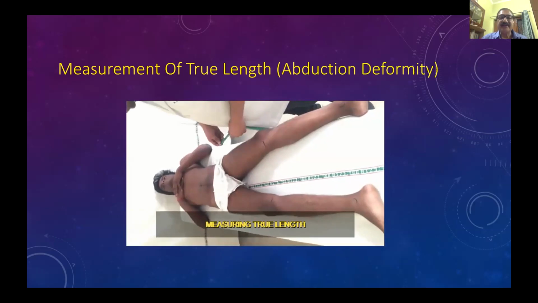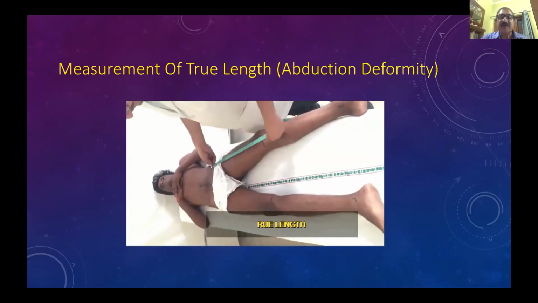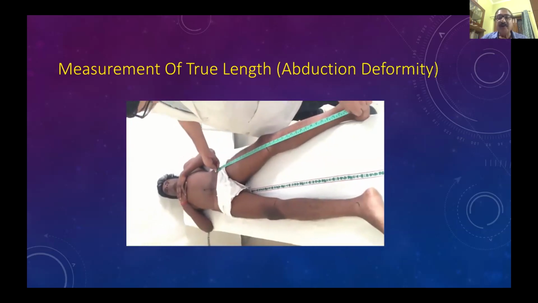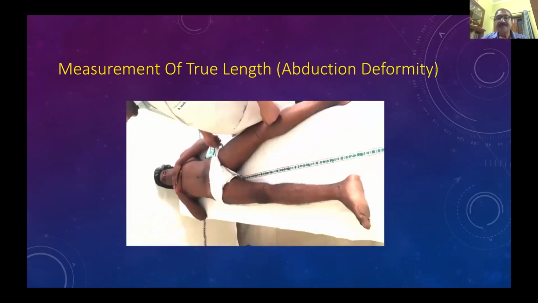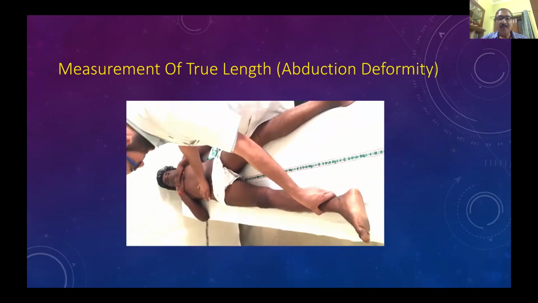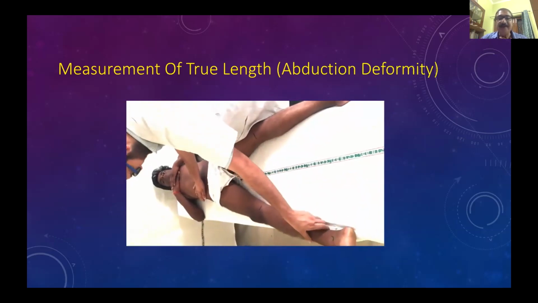And the length is measured. The opposite limb, which is a normal limb, must be taken into a similar degree of abduction to measure the two lengths, which is being done now. Now you measure deformity.